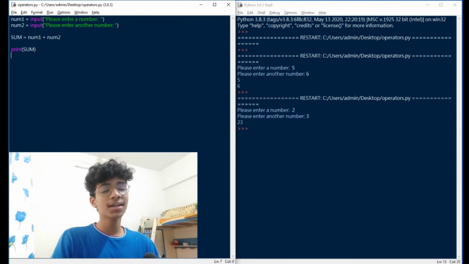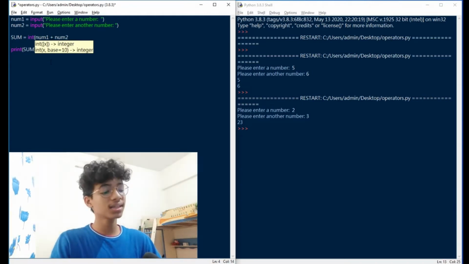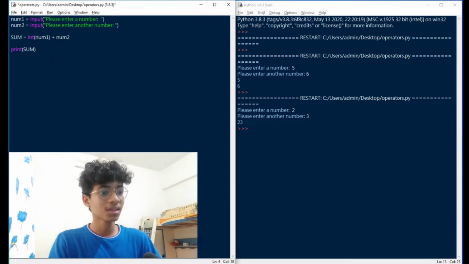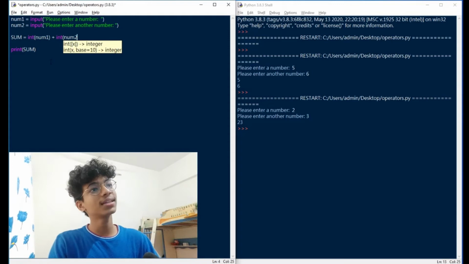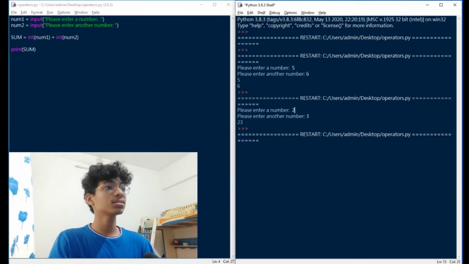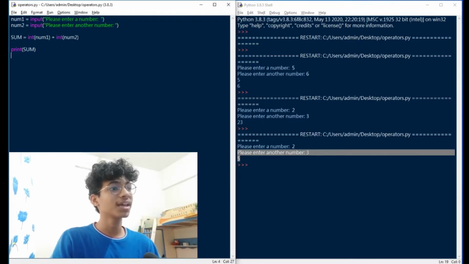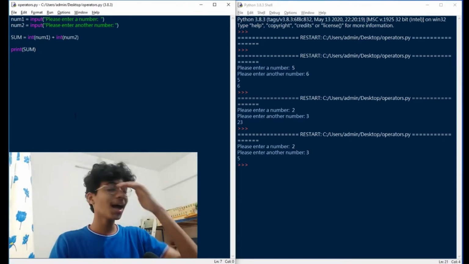So we don't want that to happen, right? We want to get the answer as 5. So here we need to tell Python that this is not a string and it's a number. We can do that by saying integer and placing the values in brackets. Now if we run this, we should get 5. And there we go, we get 5. So this was the addition part of it.